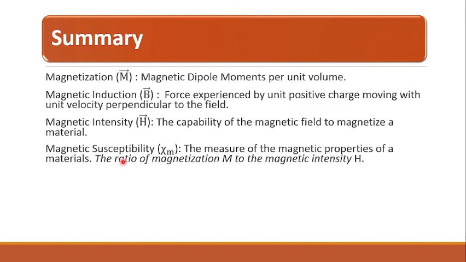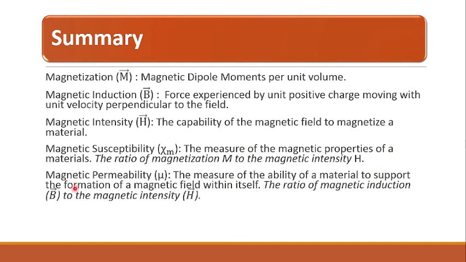We have studied the magnetic susceptibility, which is denoted by chi M. It is the measure of the magnetic properties of a material, the ratio of magnetization M to the magnetic intensity H. And we have also studied the magnetic permeability mu, the measure of the ability of a material to support the formation of a magnetic field within itself. It is the ratio of magnetic induction B to the magnetic intensity H. So we have also studied the relation between B, H and M, which is given by B is equal to mu 0 into (M plus H).